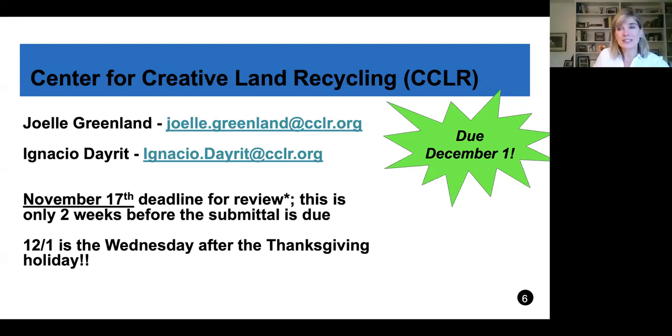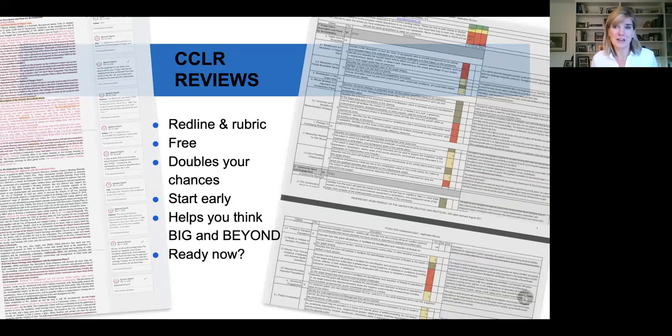Remember, this is only 2 weeks before the submittal due date. And also December 1st, which is the deadline, is the Wednesday after the Thanksgiving Day holiday. So I would encourage, EPA is also encouraging people to get the applications in as early as possible. Don't wait till midnight. We have another slide, if you can just advance. We do offer a red line and a rubric, which basically points out what's going on. But anyway, start early. And I can't say enough that you've got a wonderful group of TABers here to help everyone. So good luck, everyone. And I'm going to hand it back to Scott.